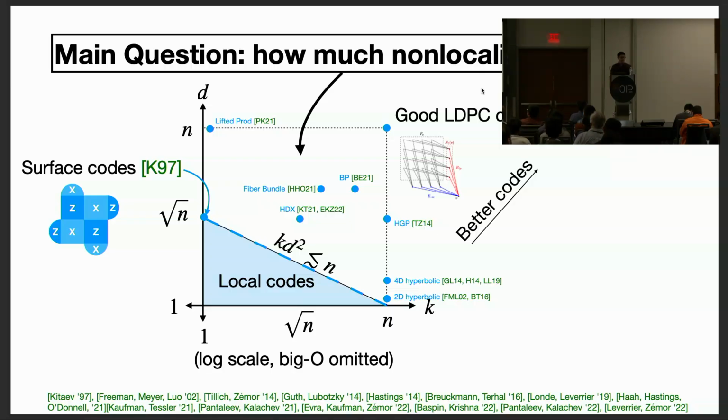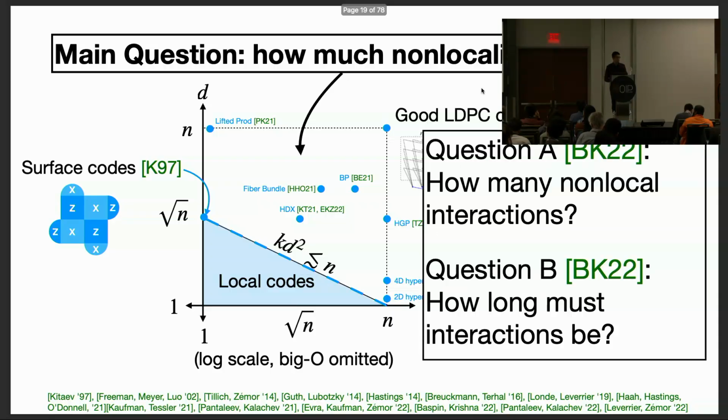Okay. And so the first thing to do is to formalize and make precise this question. This was done by Baspin and Krishna, who studied this. They asked, first, how many non-local interactions do we need? So how many pairs of interacting qubits need to be far apart? And secondly, how long must the interactions be? So how far apart must the long interactions be? They proved some bounds, which are shown on the next slide, and then we improve their bounds to be tight.